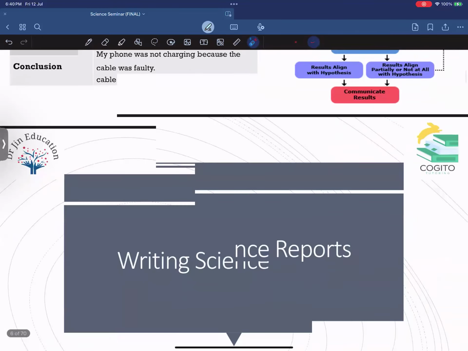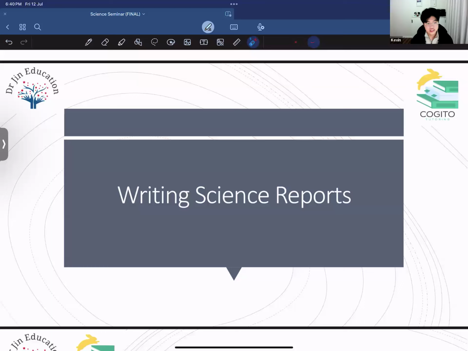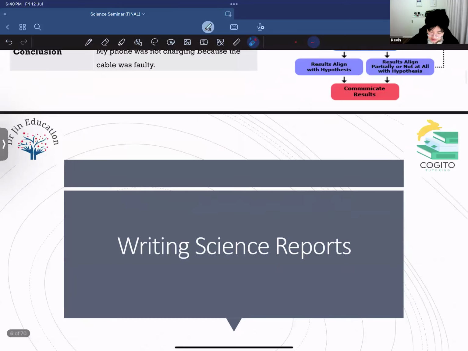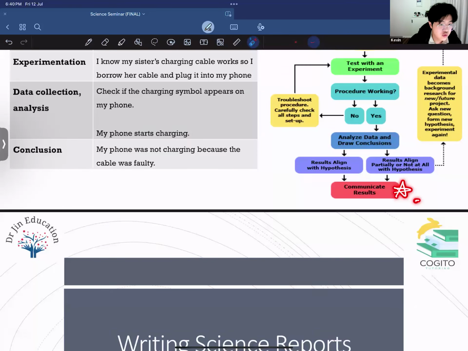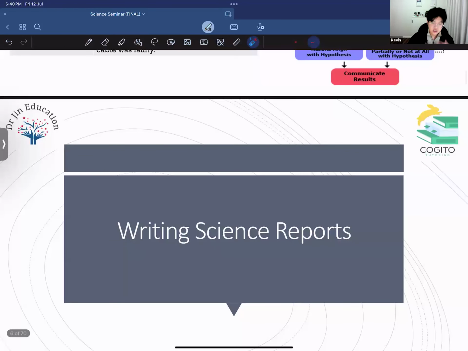Now, let's move on to writing science reports, okay? Now, why did I talk about the scientific method before the science report, all right? Well, the reason for that is, like I said, you have to communicate your results, all right? If you want to teach someone else or tell someone else what happened, you're going to have to communicate it. And the way of communicating scientific data is using scientific reports, okay?